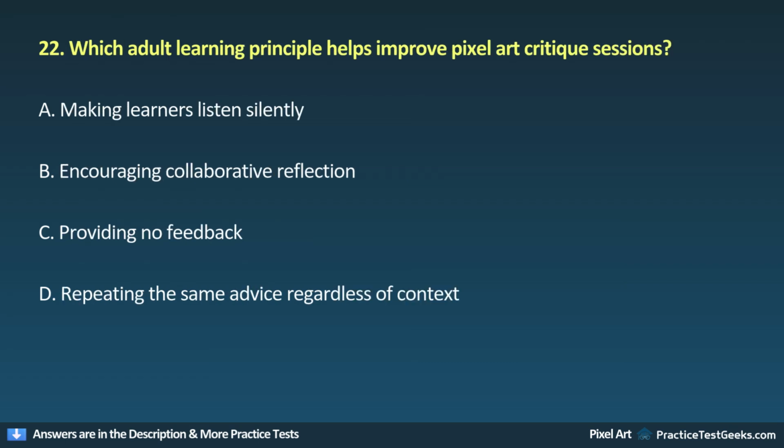22. Which adult learning principle helps improve pixel art critique sessions? A. Making learners listen silently. B. Encouraging collaborative reflection. C. Providing no feedback. D. Repeating the same advice regardless of context.